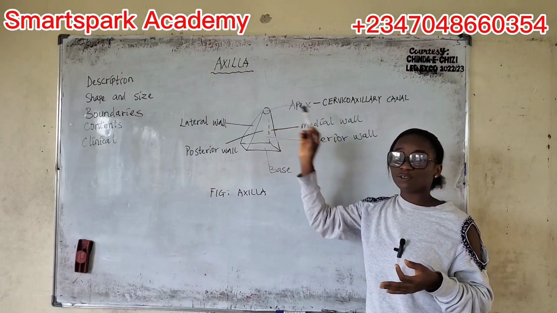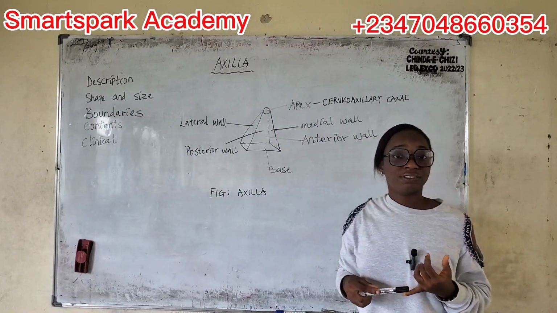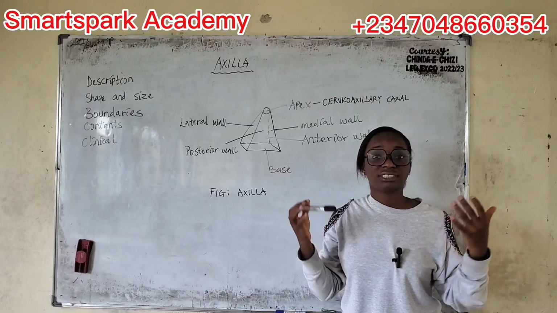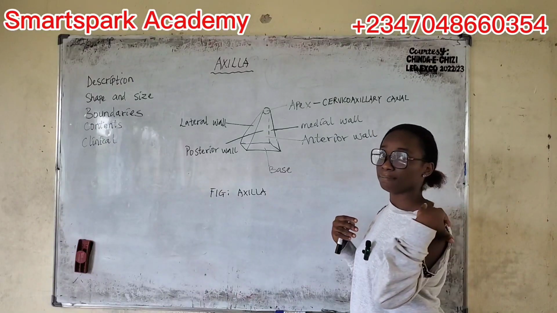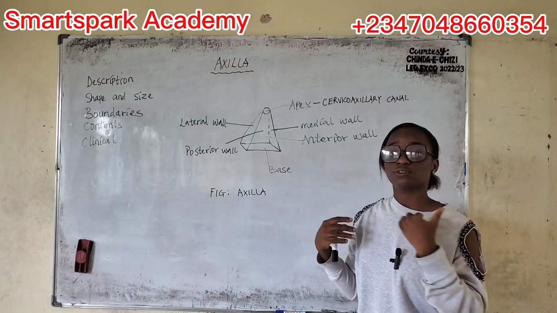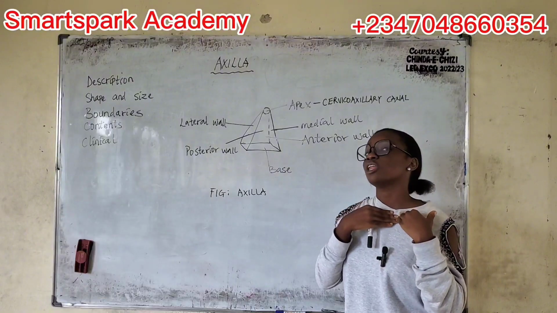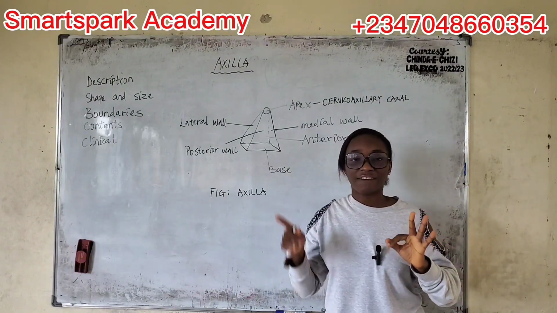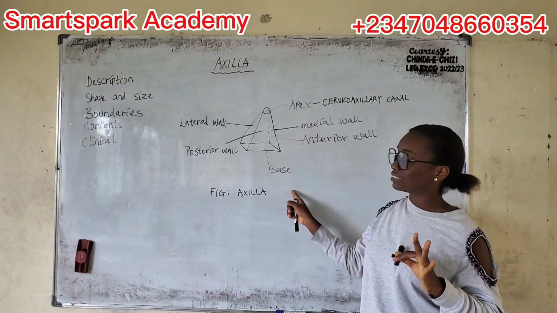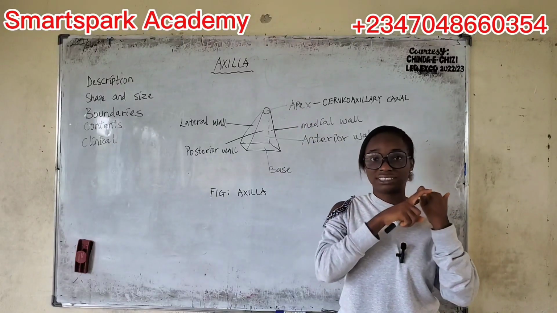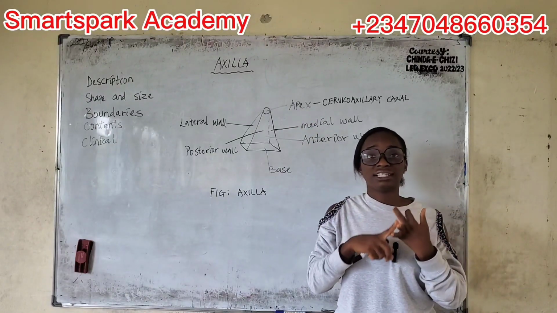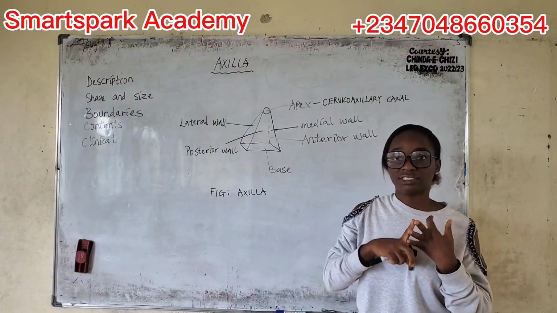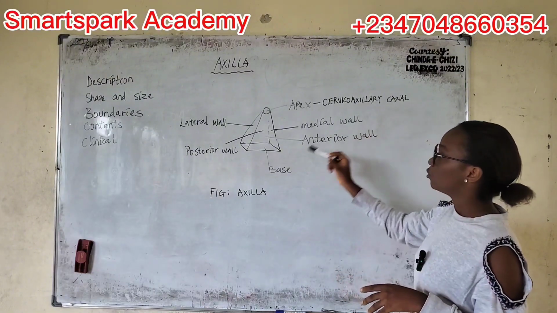Now, this apex is formed by the superior head of the scapula. You know the scapular bone, which is the shoulder blade. It is formed by the superior head. It's formed by the clavicle. This is your collarbone, and it's also formed by the first rib. So the three bones that form the apex of the axilla are the superior head of the scapula, the clavicle, and the first rib.